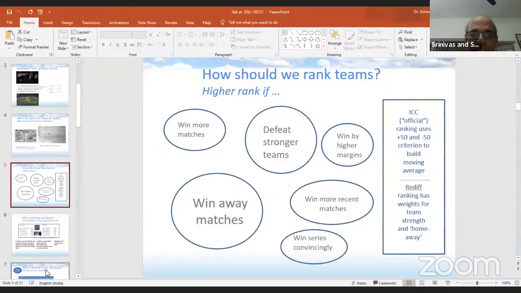So winning away matches is, I think, the biggest achievement. And defeating stronger teams is almost as big. So if you defeat a strong team like Australia in Australia, you should agree that it's a formidable achievement. Now, unfortunately, the ICC ranking schemes don't take that into account. I mean, they do take into account, indirectly, whether you're defeating stronger teams or not, but they do not consider the home versus away difference.